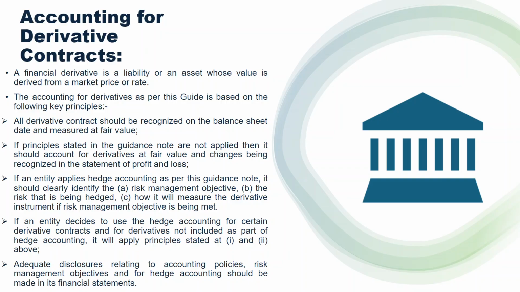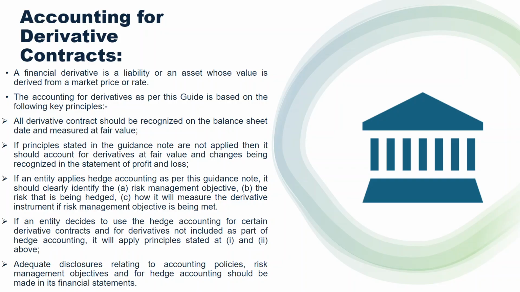Number 2, if the principles stated in the guidance note are not applied, then it should account for derivatives at fair value, with changes being recognized in the statement of profit or loss. So whatever changes occur during the financial year in the derivative, those changes in the form of profit or loss should be mentioned in the P&L account properly.